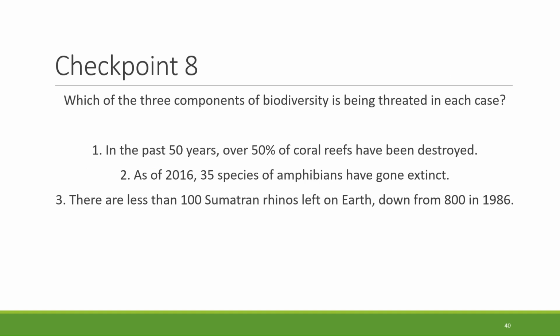Now, to recap our understanding of the three components of biodiversity, in this checkpoint, I'd like you to tell me which of the three components of biodiversity is being threatened in each case. So these are three statements of fact. Number one, in the past 50 years, over 50% of coral reefs have been destroyed. Number two, as of 2016, 35 species of amphibians have gone extinct. Number three, there are less than 100 Sumatran rhinos left on Earth, down from 800 in 1986. So which of the three components of biodiversity is affected in each of these?